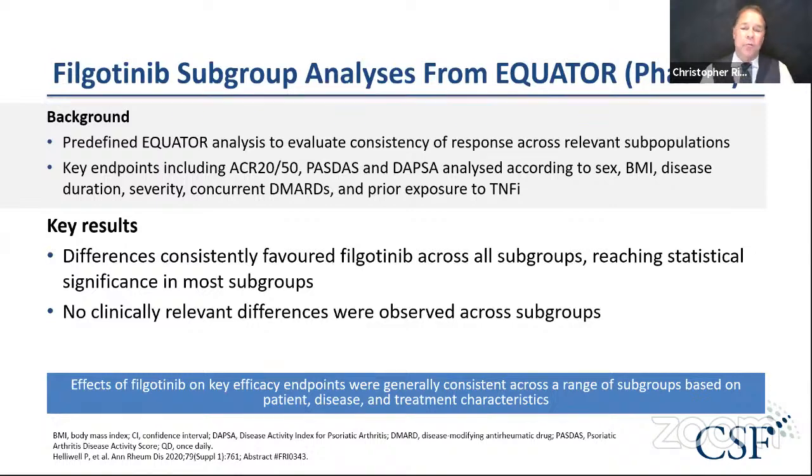This is a subgroup analysis from this trial. They took a predefined EQUATOR analysis to evaluate the consistency of response across relevant subpopulations. You can see the key endpoints that they looked at. They then broke this down into various categories, including gender or sex, BMI, disease duration, severity, concurrent DMARDs, and prior exposure to anti-TNF agents. From this analysis, they were able to demonstrate that the differences consistently favored filgotinib across all the subgroups, reaching statistical significance in most of these subgroups. And no clinically relevant differences were observed across the subgroups.